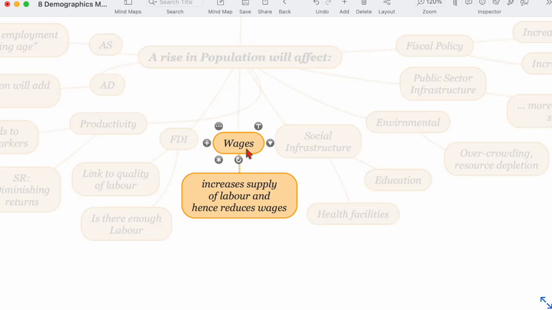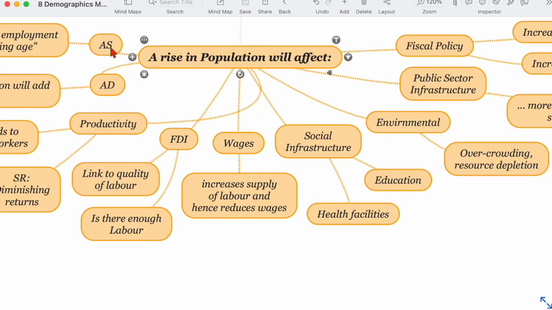Wages, one of the questions is the increase in the population. It's going to affect wages. In other words, there's going to be an increase in supply, and hence, as a negative, this is going to reduce your wages. But obviously, if you have economic growth up here, then there's an increase in demand, derived demand for employment, and so therefore maybe the wages won't go down that much.